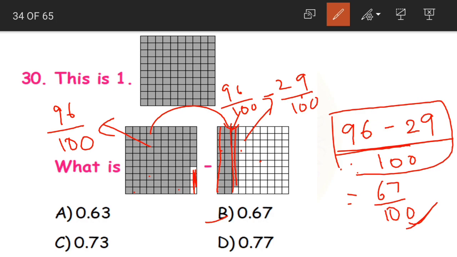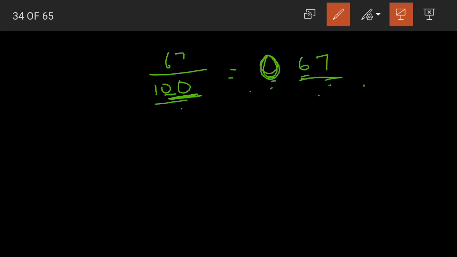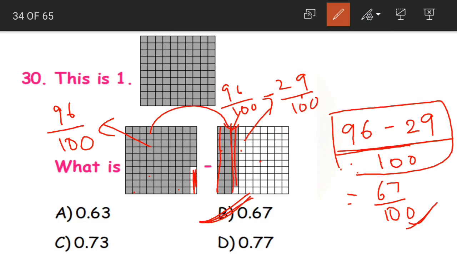Now what is the decimal number for 67 by 100? Option B. Yes, see, 67 by 100. In the denominator we are having 3 digits. So even in the numerator we have to make it a 3-digit number by adding 0 to the left of it. So 067 is our number. Now where to keep the decimal point? In the denominator we are having 2 zeros after 1. So in the numerator we'll place a decimal point after 2 digits from the right. 0.67 is our answer. That is option B.